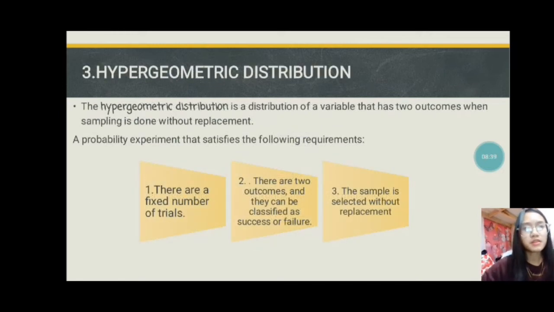Next is the hypergeometric distribution. A hypergeometric distribution is a distribution of a variable that has 2 outcomes when sampling is done without replacement. It is used when there are 2 outcomes and sampling is done without replacement. The probability experiment that satisfies the following requirements has 3. There are a fixed number of trials. Second, there are 2 outcomes and they can be classified as success or failure. Third, the sample is selected without replacement.